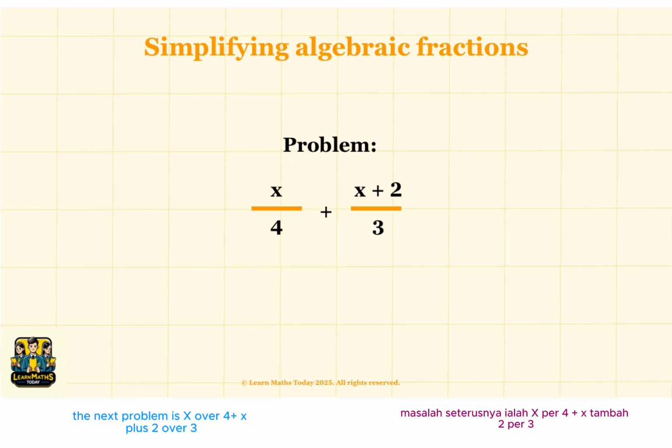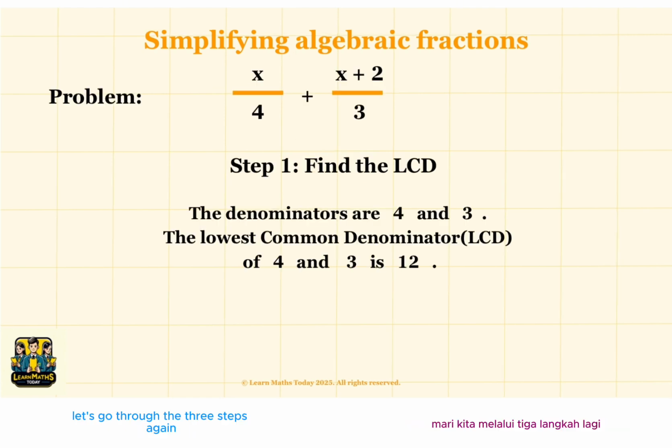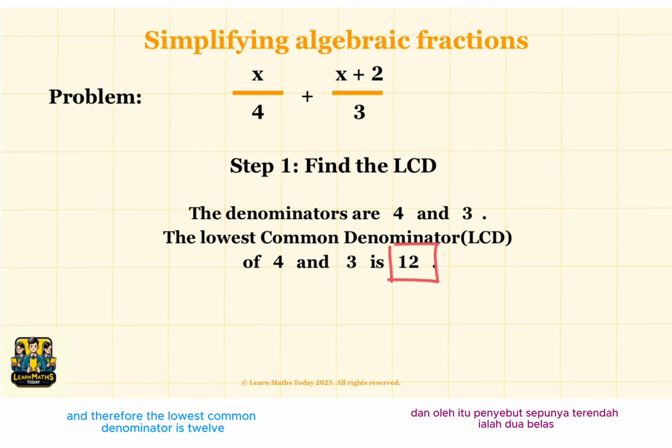The next problem is x over 4 plus x plus 2 over 3. You can try out this question on your own before going through it in the next slides. Let's go through the 3 steps again to simplify this algebraic fraction. Step 1 is to find the lowest common denominator. In this case, the denominators are 4 and 3, and therefore the lowest common denominator is 12.